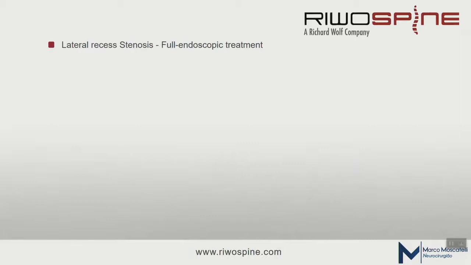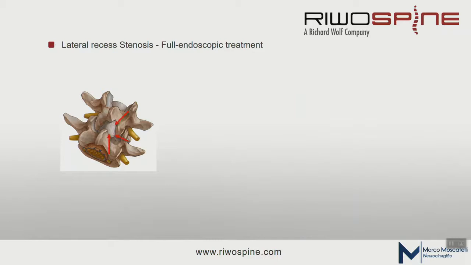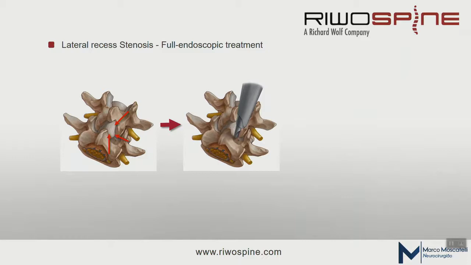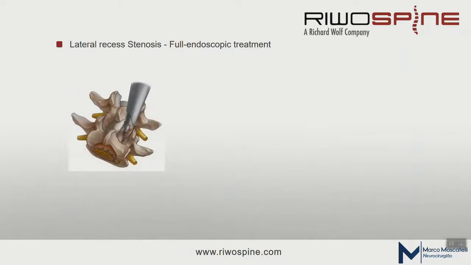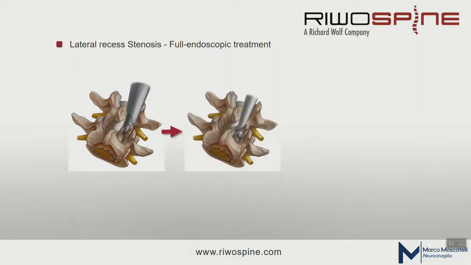I will show you now a little bit about the technique. We start the technique with hemostasis and exposure of the lower and upper articular process, as well as removing the superficial flavum ligament lamina. We remove it with a shaver, the medial bone, until we see the insertion of the flavum ligament in the recess. We can use the punch to enlarge the bone window. And now we can decompress the recess, remove the cyst, or perform a discectomy if necessary.